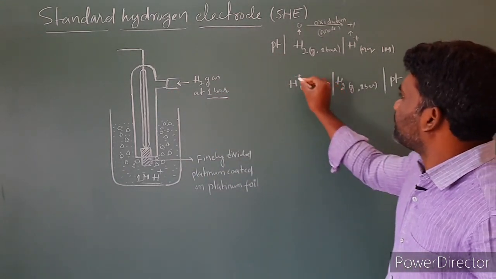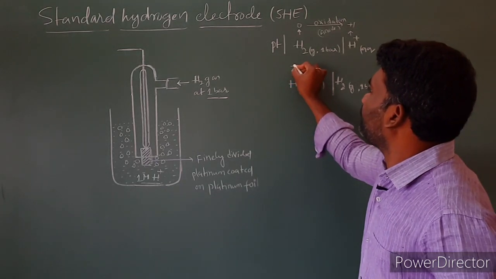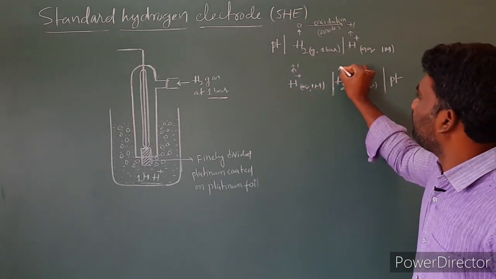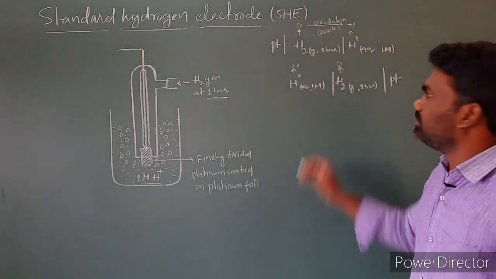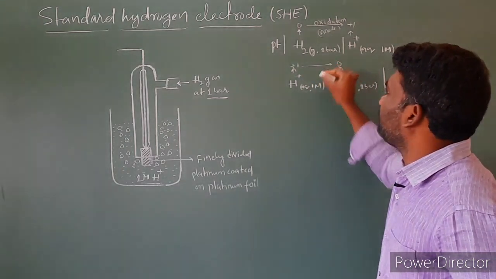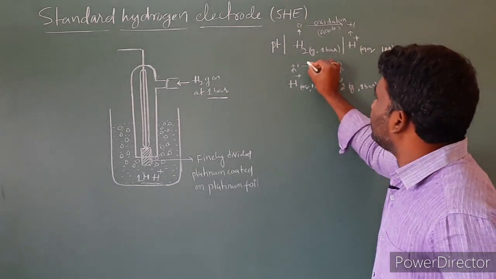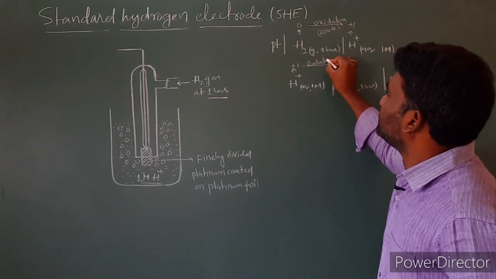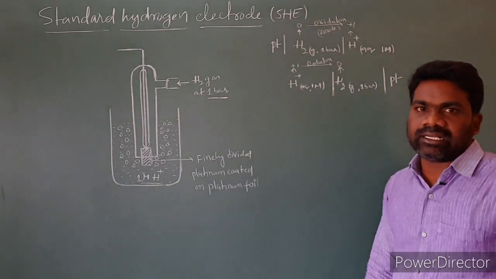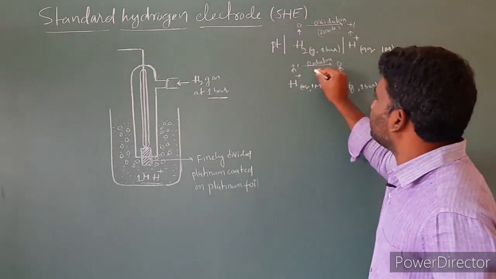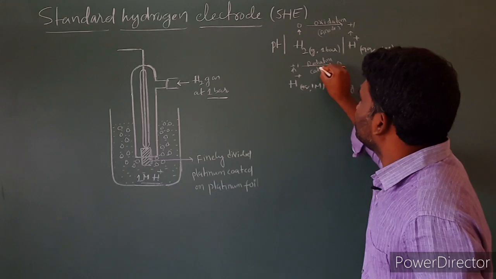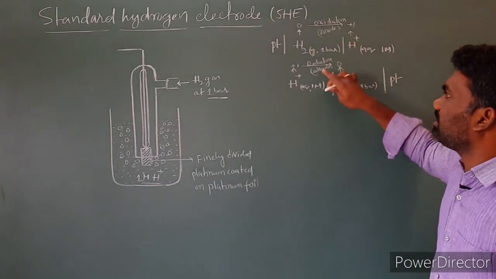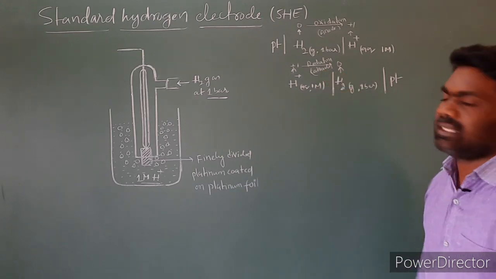Coming to the second equation, the oxidation number of hydrogen ion is plus 1, and here the oxidation number of hydrogen is 0. Plus 1 to 0 means the number is decreased. Decreasing number is called reduction. In a cell, the half cell where reduction happens is taken as the cathode. Where oxidation takes place, we take it as the anode; where reduction takes place, we take it as the cathode.